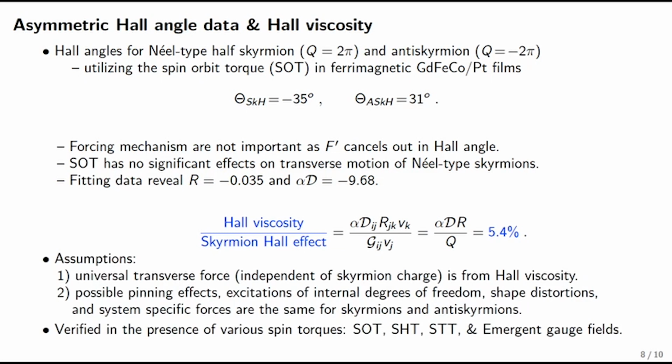When I derive this, I assume that the universal transverse drag contribution is solely from the Hall viscosity, and I also assume that pinning effect, internal degrees of freedom, shape deformation, and system-specific forces adopted in the paper are the same for Skyrmion and anti-Skyrmion. We also checked various spin torques, spin-orbit torque, spin-Hall torque, spin transfer torque, and emergent electromagnetic fields, and they do not actually change the result. In fact, the last one might enhance the contribution of Hall viscosity. So our result is actually understated.